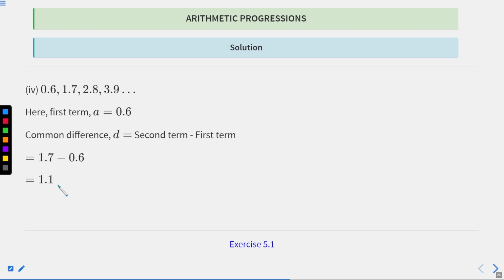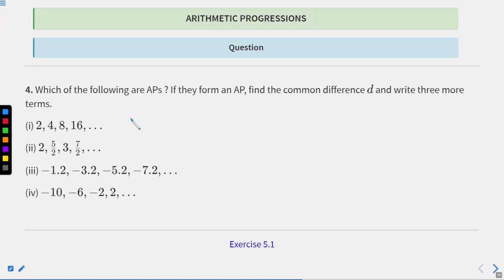In question number 4, we have been given 0.6, 1.7, 2.8, 3.9 and so on. Okay, so here the first term A is equal to 0.6 and the common difference D is equal to the second term minus the first term. For this list of numbers, the second term is 1.7 and the first term is 0.6. So 1.7 minus 0.6 is equal to 1.1. So the common difference D is equal to 1.1 and the first term is 0.6. Now let us move to the next question.